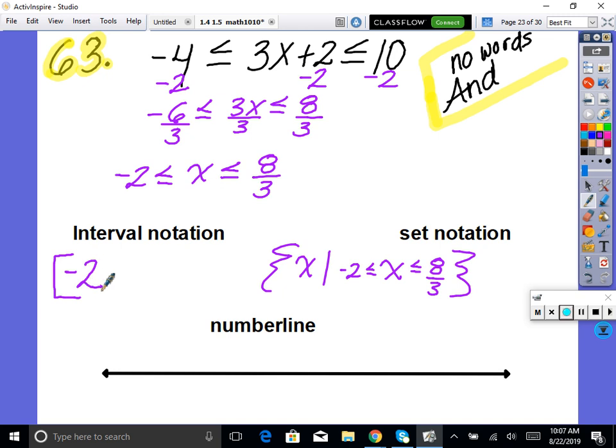Where did we end? 8/3. We get 2 brackets because they both have equal to signs. So on your number line, you could literally just go 0, negative 1, 2. Now, if you didn't know where the decimal fell of 8/3, couldn't you do 8 divided by 3 and see what decimal that is?